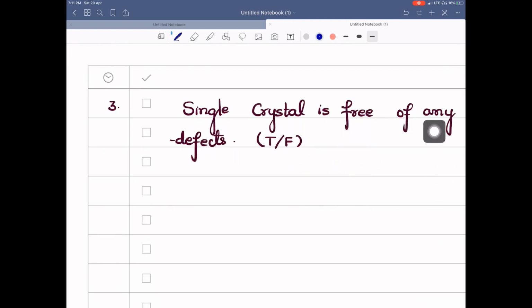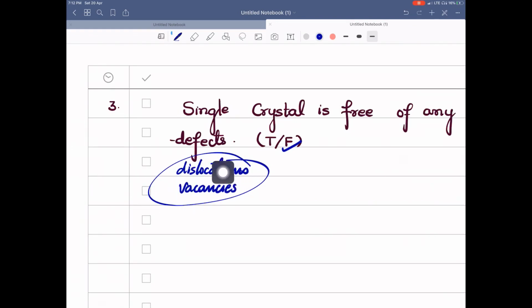Third is, a single crystal is free of any defects. This statement is again false, because a single crystal can have defects like dislocations and vacancies. These are equilibrium defects, so we can't get rid of them thermodynamically. So these defects will be present in the single crystal also. That's why when you increase the size of the single crystal, defects will be more and strength will be less. So a single crystal will be of very high strength provided its size is small.